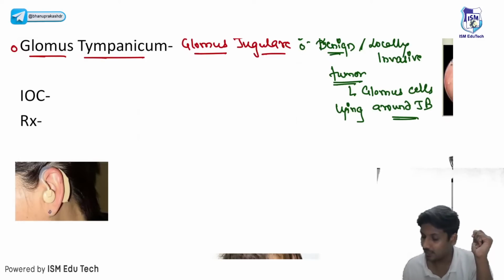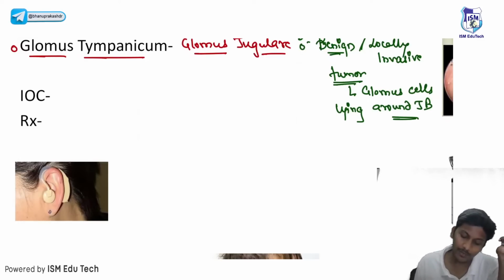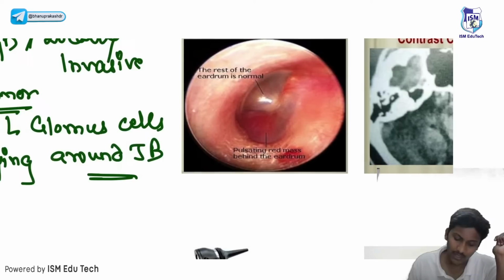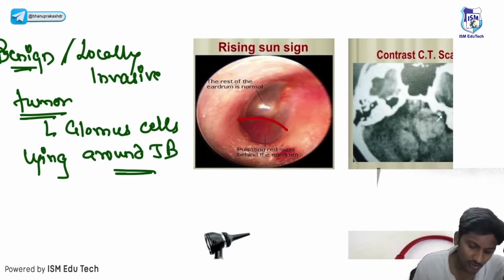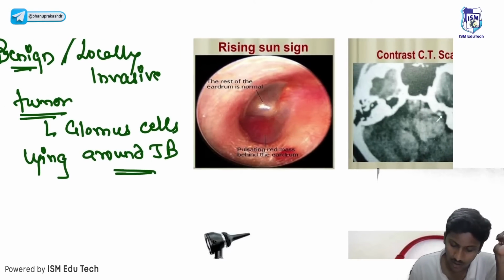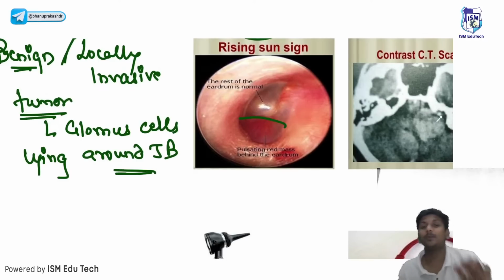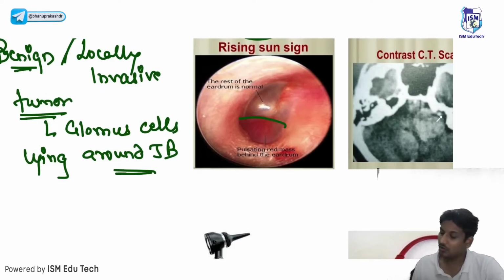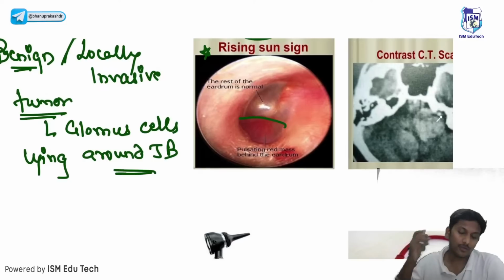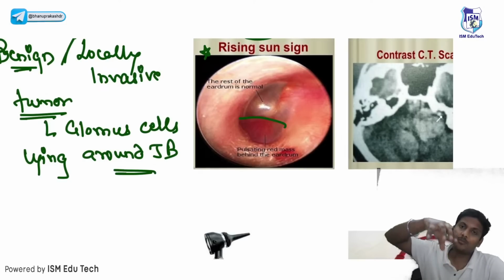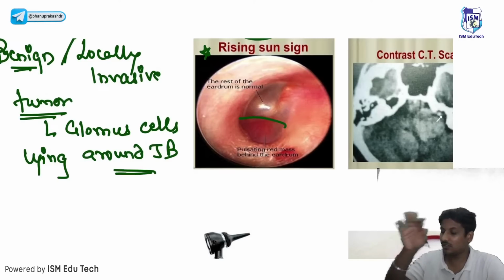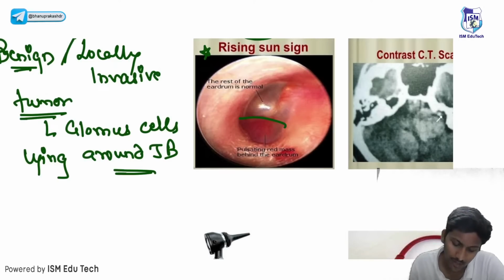Now, what will be the complaint of the patient usually? When this tumor grows inside the middle ear, the patient will come to you with complaints of conductive hearing loss, and on otoscopic examination, you will be able to see a sign. Because this is a tumor which arises from a blood vessel, it will be bright red in color. And as you can see, this tumor is coming from the floor of the middle ear, and therefore it looks like a rising sun. That is what is called the rising sun sign.